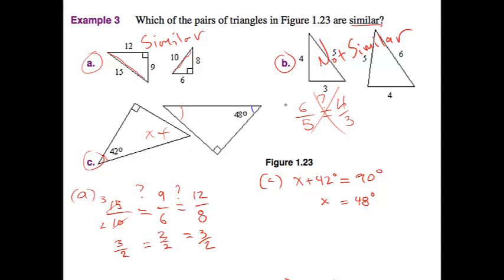So this is equal to that, and therefore, since this angle is the same as that one, these two angles must be the same, so this is also 42 degrees right here. So all of these internal angles are the same. These two triangles are similar because the angles are the same.